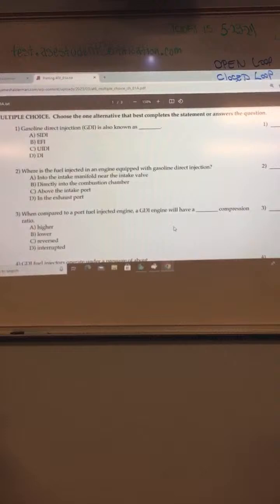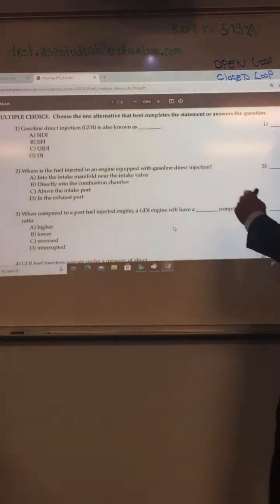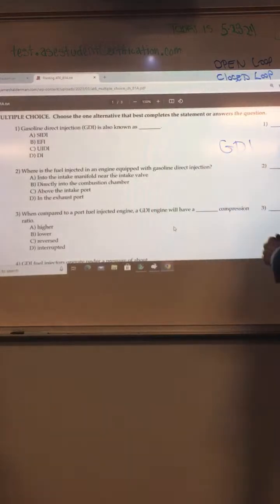Gasoline direct injection is what it's also known as. SIDI. And what is that? Spark ignited direct injection. Why did they use that term? Why didn't they just use gasoline direct injection? Which they do, but why is it also known as spark ignition direct injection? Because when you turn over the ignition, it sends spark to the motor.